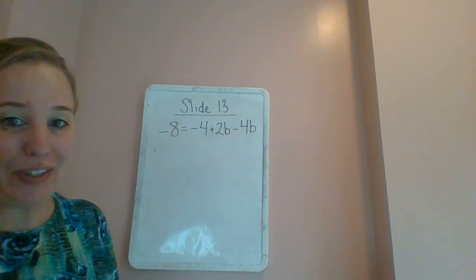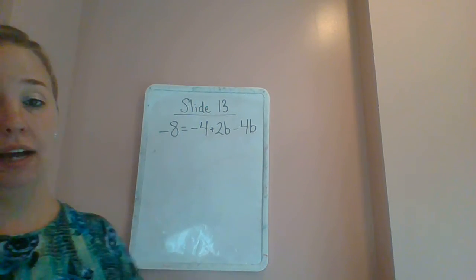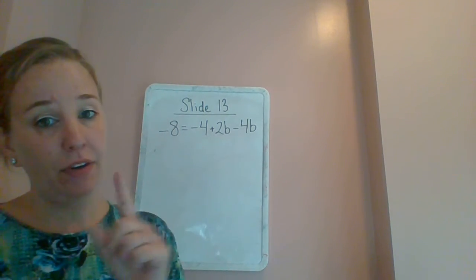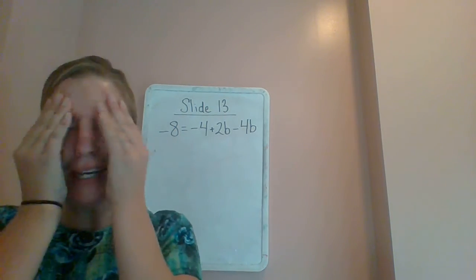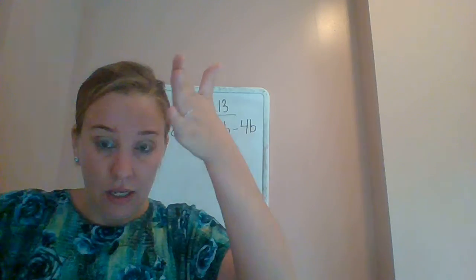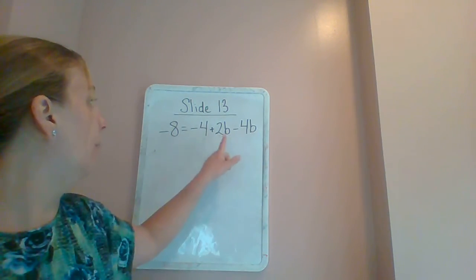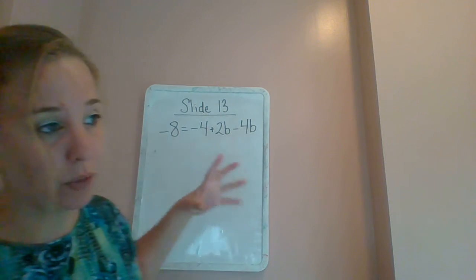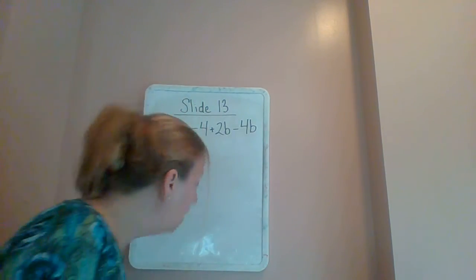So slide 13, we also have to combine like terms here, but this time it's not constants that we have, it's variable terms. And I want to be very clear, when you're combining like terms, they need to be on the same side of the equal sign. You can't run around combining this with this. When you're just combining like terms, they need to be on the same side of the equal sign.